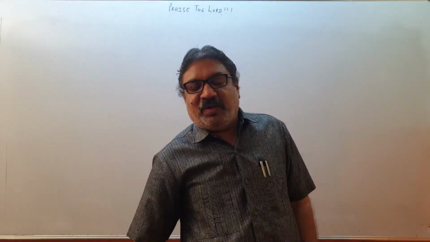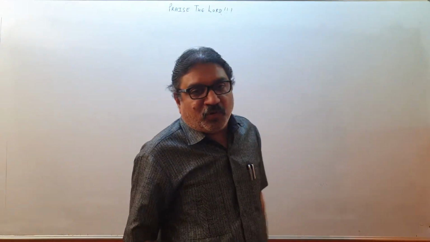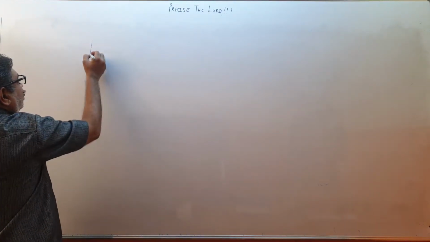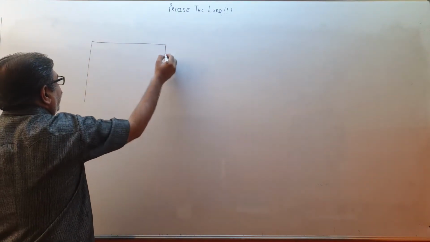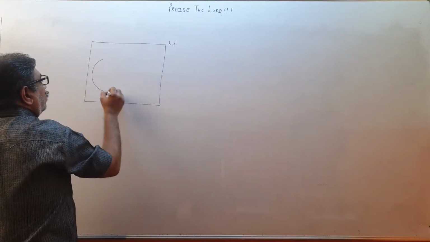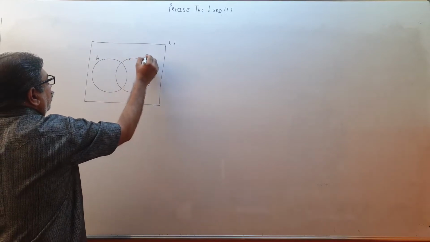Today we have to do some practical sums on sets. Before going on to them, let us see some formulae. Children, supposing there are two sets A and B. This is the universal set. This is the set A and this is the set B, supposing.